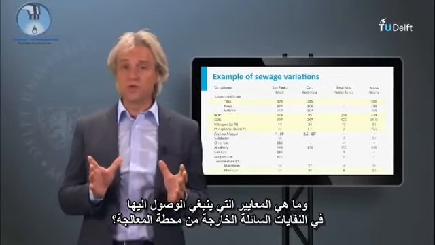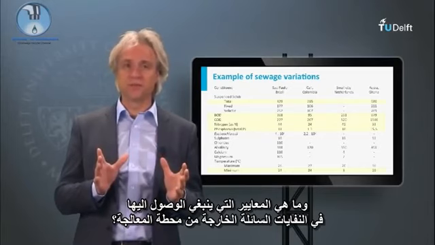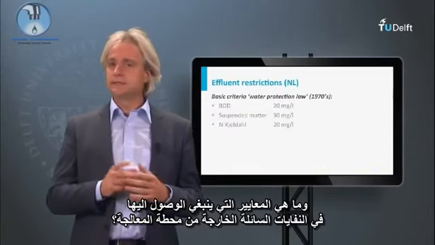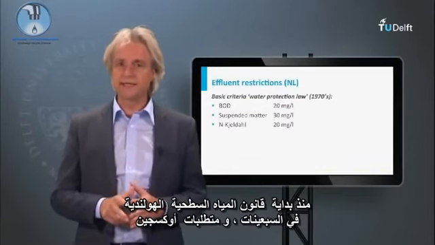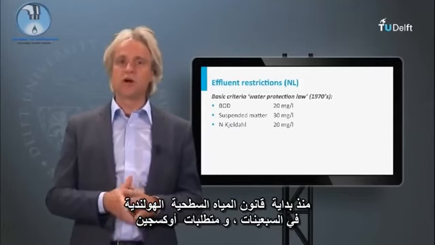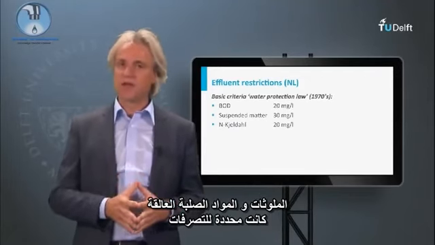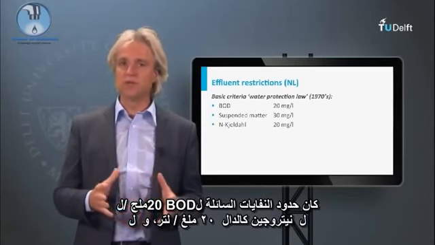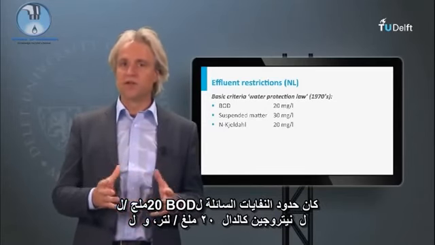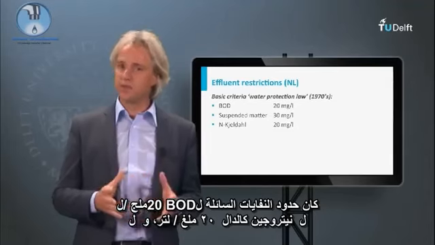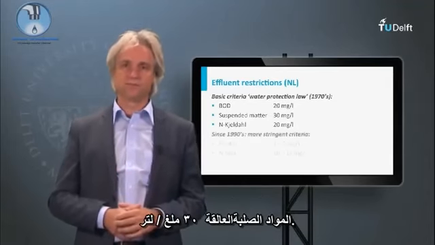And what are the criteria that should be reached in the effluent of the STP? Since the installment of the Dutch Water Service Act in the 70s, the oxygen-requiring pollutants and suspended solids were restricted for discharge. Effluent restrictions for BOD was 20 mg per liter, for Kjeldahl nitrogen 20 mg per liter, and for suspended solids 30 mg per liter.